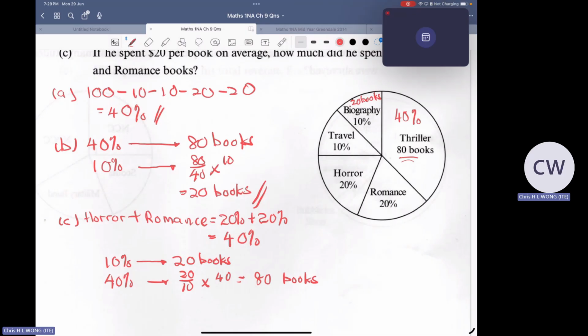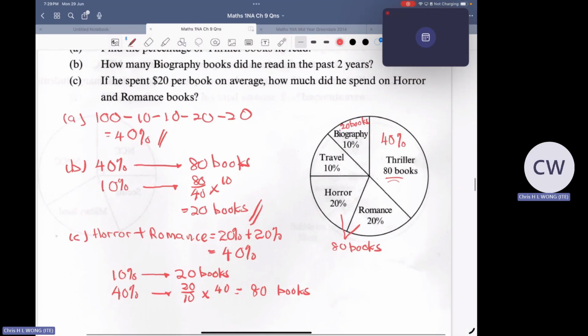So horror and romance total, this total gives you 80 books. But that is not what we want, right? What we want is how much did he spend for this horror and romance. Already given to you, one book is $20. How much is 80 books? All you need to find is 80 books, isn't it?